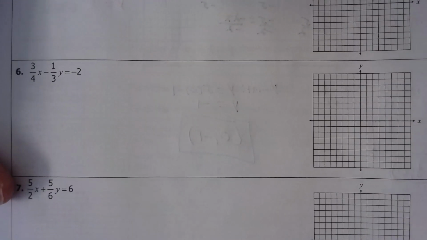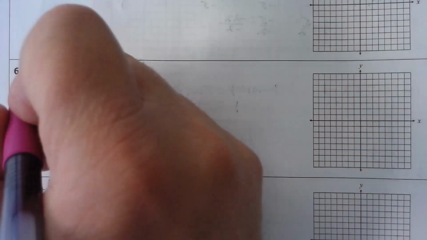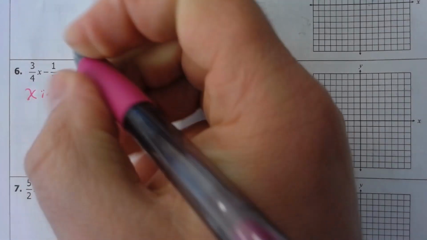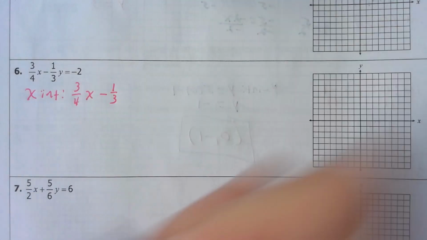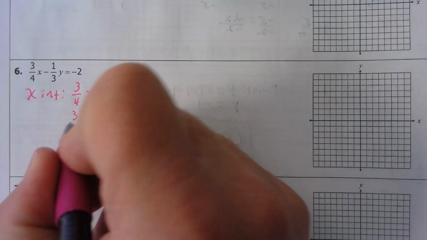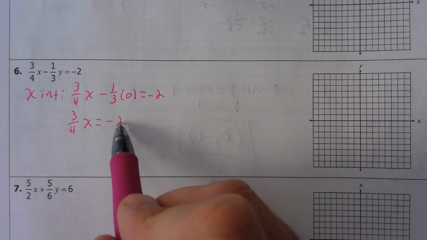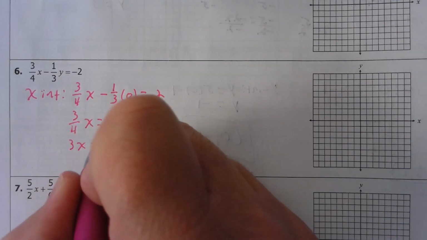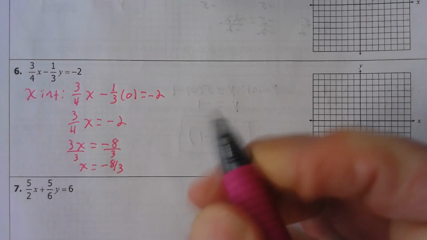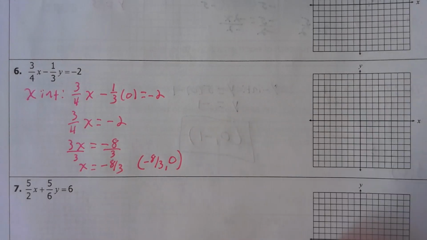Alright, let's do one with fractions. So let's do number 6. So I'm finding my x-intercept. I'm going to let y equal 0. And then we'll have 3/4 x is equal to negative 2. So I'm going to multiply both sides by 4 and then divide by 3. So 3x is equal to negative 8. Divide by 3. X is equal to negative 8/3. So one of my points is negative 8/3 and my y value is 0.